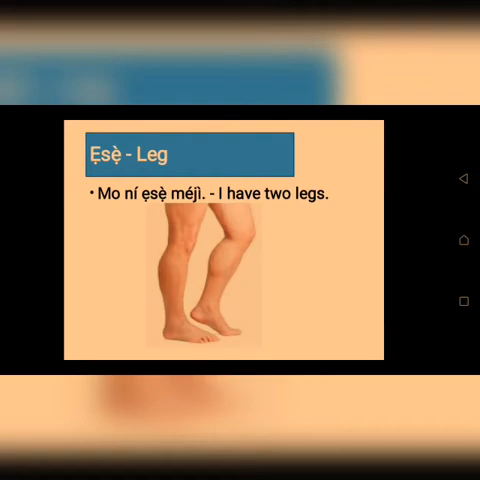Ẹsẹ̀, leg. Ẹsẹ̀, that is leg. Mo ní ẹsẹ̀ méjì. That is I have two legs. Don't forget we are considering 3-letter words. Ẹsẹ̀. And how to use it in a sentence. Mo ní ẹsẹ̀ méjì, meaning I have two legs.